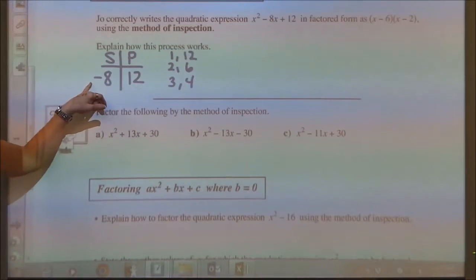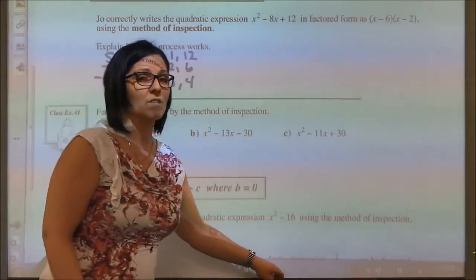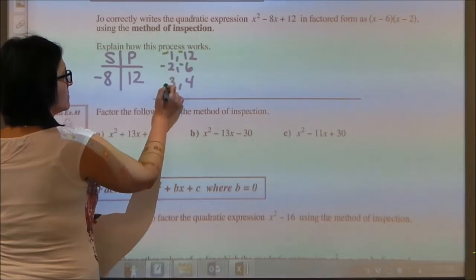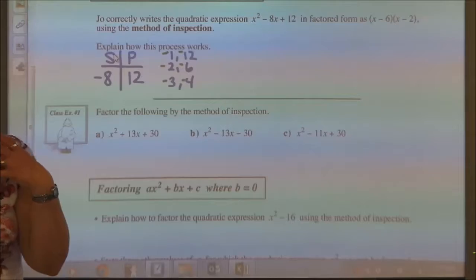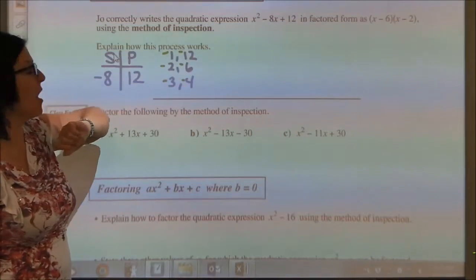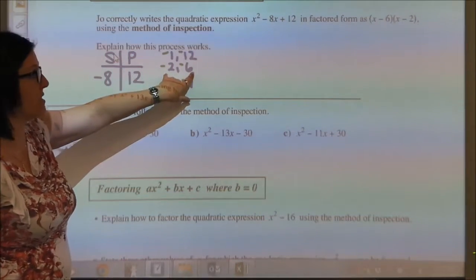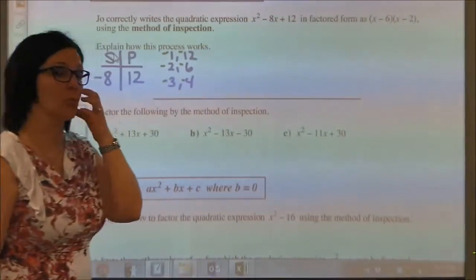In order for the sum to be negative and the product to be positive, both numbers have to be negative numbers. And then what we're doing is we're combining or adding them together to see which one gives us a sum of negative 8, and that's the negative 2 and negative 6. So then I've got x minus 6 and x minus 2.